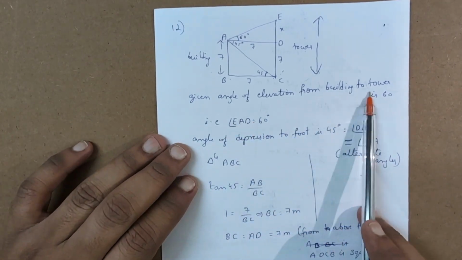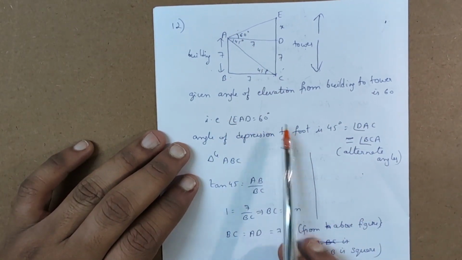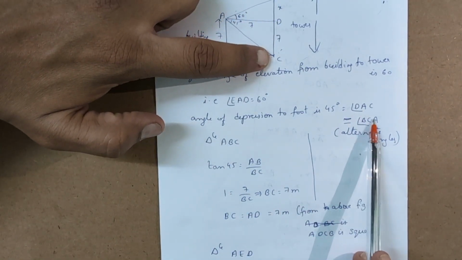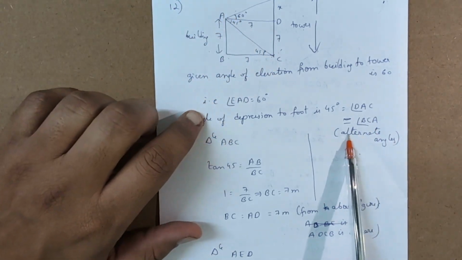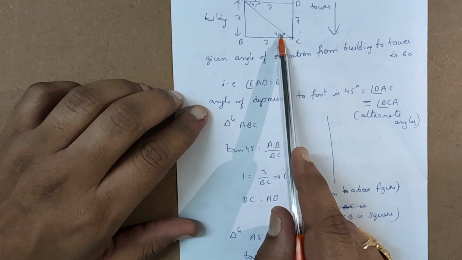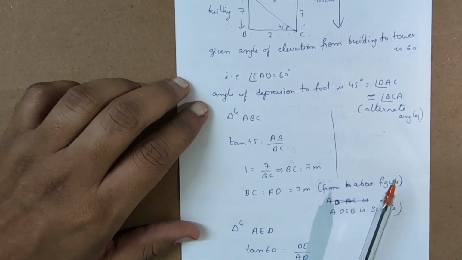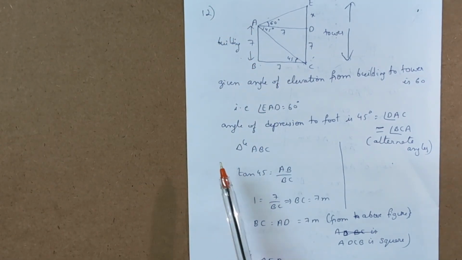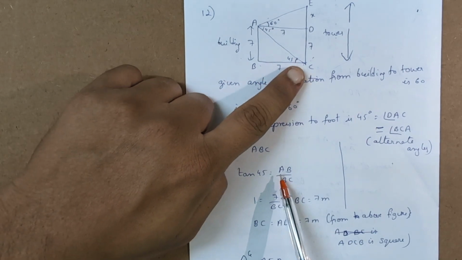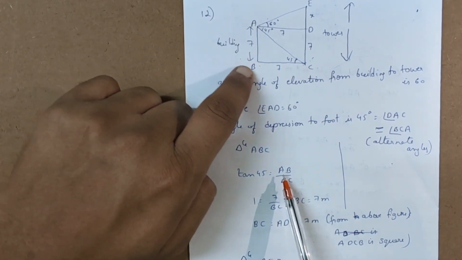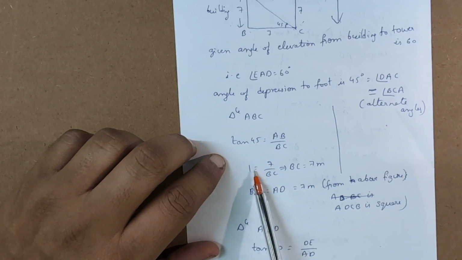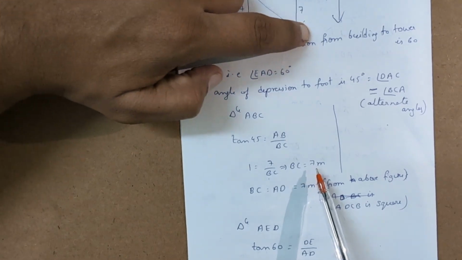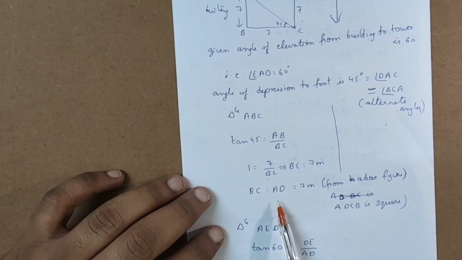Okay, so given the angle of elevation from the building to the tower is 60, angle EAD equals 60 degrees. The angle of depression to the foot is 45 degrees, that is DAC is equal to angle BCA, using the alternate angles concept. So as I mentioned, this angle is also 45 degrees. Let's see the triangle ABC, the bottom one. For triangle ABC, tan 45 degrees equals opposite side by adjacent, thus it is AB by BC. So using this, we can say 1 equals 7 by BC, so BC is 7 meters. So now we got the distance between the building and the tower.